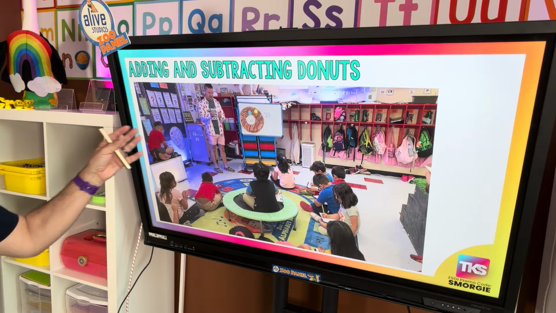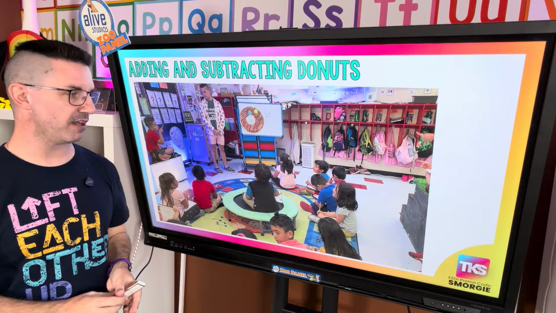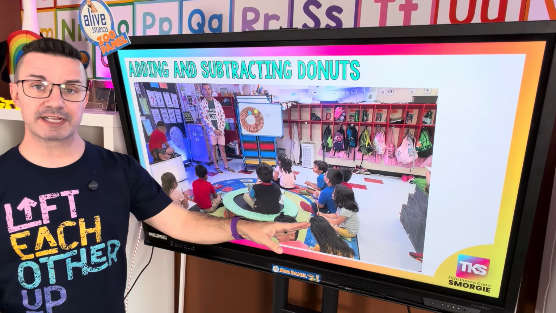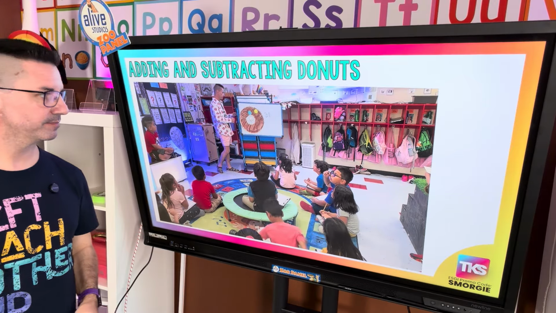And then what happens is I'll do a couple more, and then the kids get to actually come up and put the sprinkles on and take them off. And again, they're doing a recording sheet, so I can use that to assess.